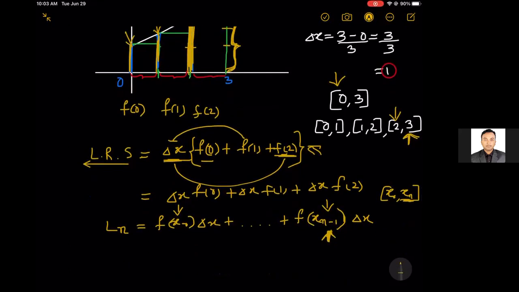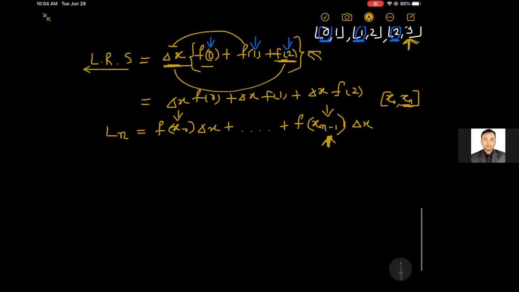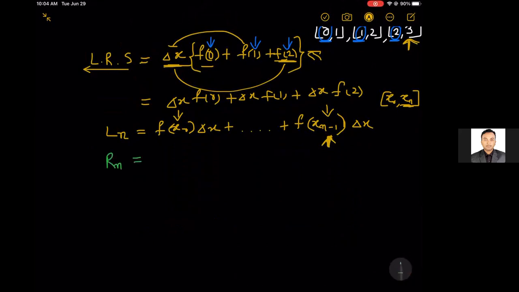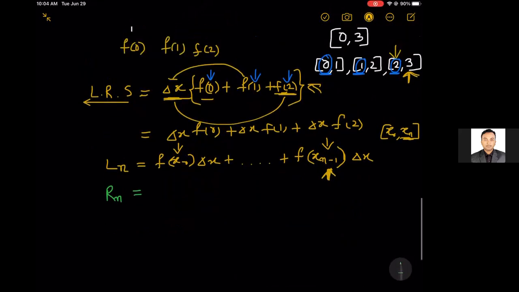Clearly you can see we are taking the left end points of each interval, as you can see, 0, 1, and 2. This is actually the left end points of each of those subintervals. That's why it's the left Riemann sum, okay? Doesn't matter what the curve is. Okay? All right. So if I say the right Riemann sum, can you imagine what could be done here?